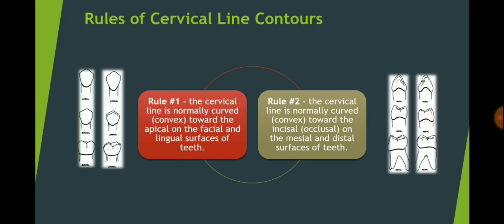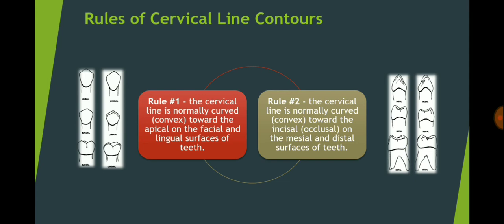Okay, so let's look at more of the rules on the cervical line of contours or the CEJ. If you look at the images, you can see the different forms. Rule number one of the cervical line contour is that the cervical line is normally curved or convex towards the apical on the facial and lingual surfaces. When you look at the teeth in the facial and lingual, the CEJ is going to be curved towards the apex.